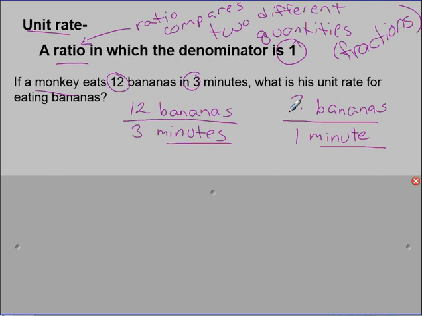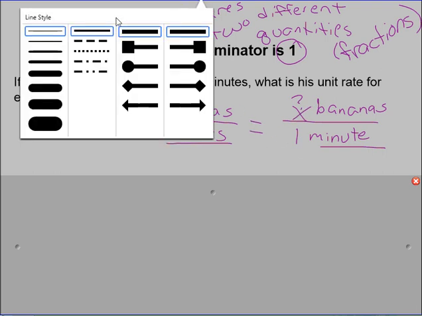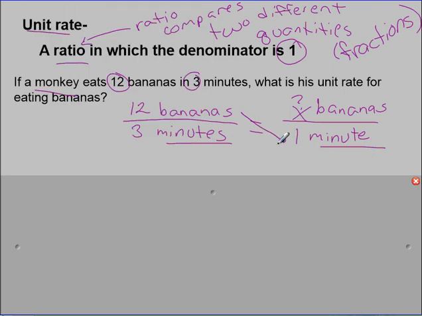Now, you could use a proportion, make this a variable, set it up to an equal sign, and then find your lovely cross products that we've talked about here. But there's an easier way when you're finding unit rates, and usually there isn't an easier way, and I always make you do the harder way. But for this, there is. We can simply take our numerator and divide it by our denominator. So we can do 12 divided by 3 and end up with 4 bananas in 1 minute. That's our unit rate for this monkey.